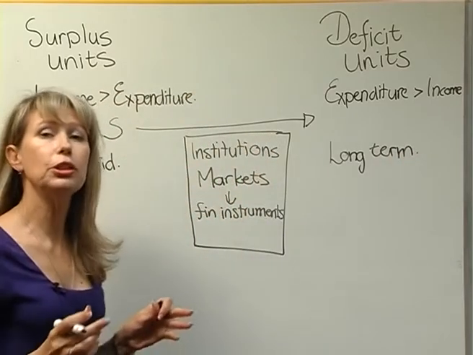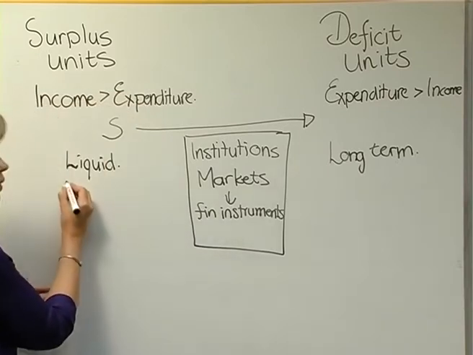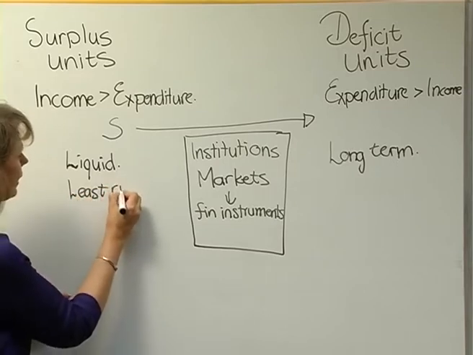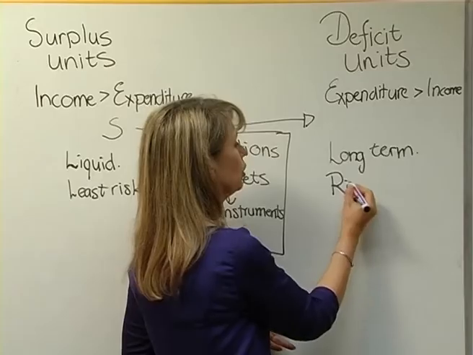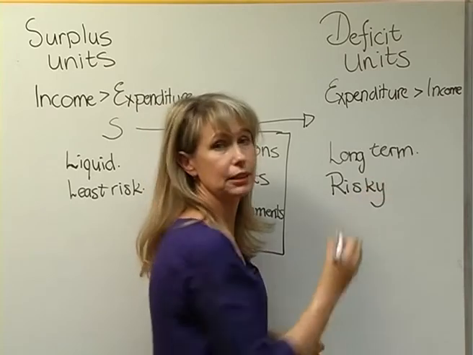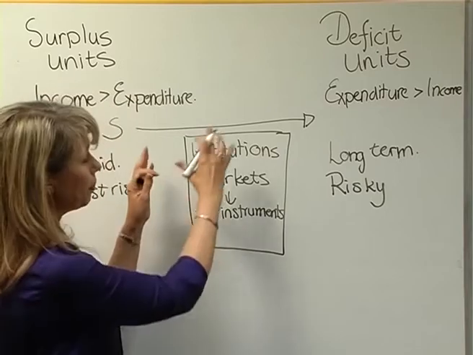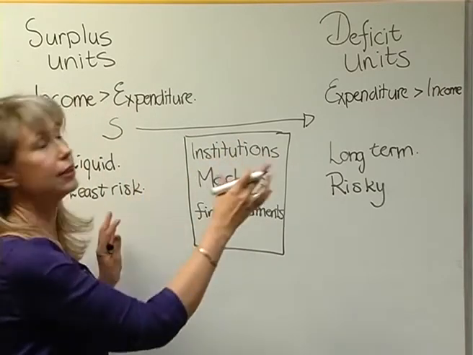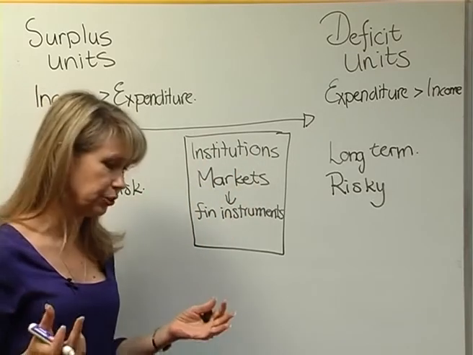Surplus units also want to put their funds where they know there will be very little risk involved. So they want the least risk that is possible. Whereas deficit units will usually have to take risks. If you're a business person, you have to take risks. So the purpose of the financial system is to reconcile the needs of the deficit units and the surplus units. And we're going to teach you how they do that.